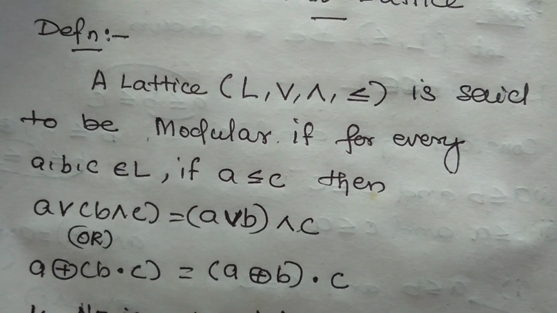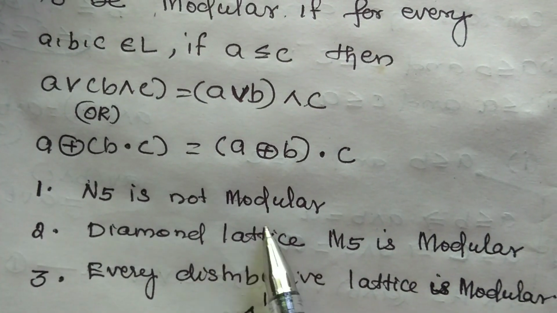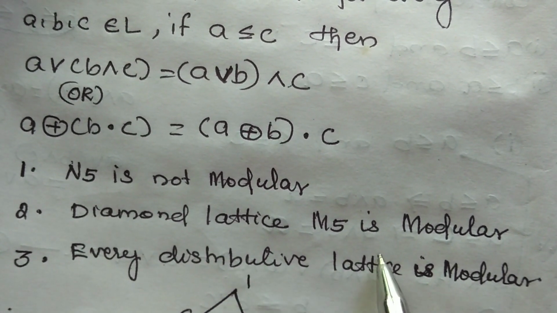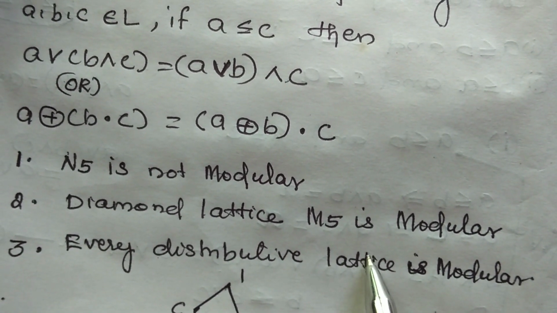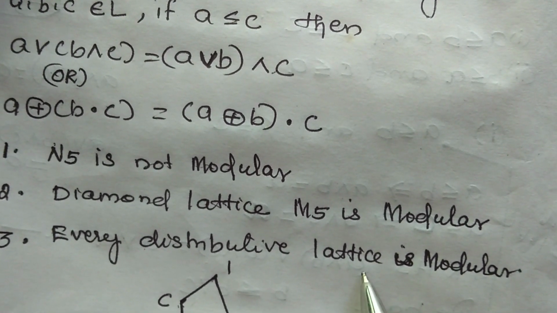So in this video we have three problems. One is N5 is not modular. Second is the diamond lattice M5 is modular. And the third one is every distributive lattice is modular.